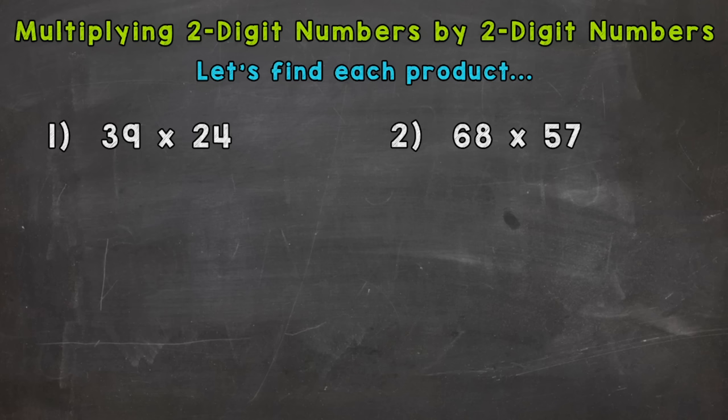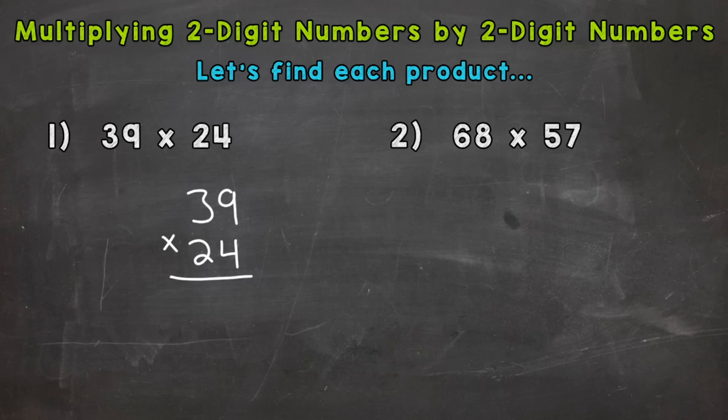So for number one, we have 39 times 24. And the first thing we need to do is set this problem up. And we can do that by writing 39 times 24. When setting these problems up, just make sure that your places are lined up, meaning the 9 and 4 are lined up because they are both in the ones place. The 3 and 2 are lined up because they are both in the tens place.